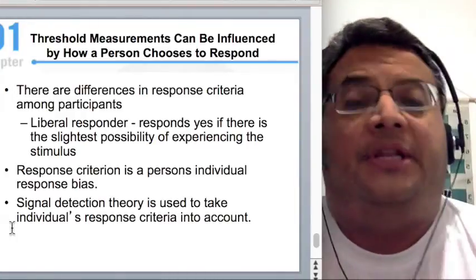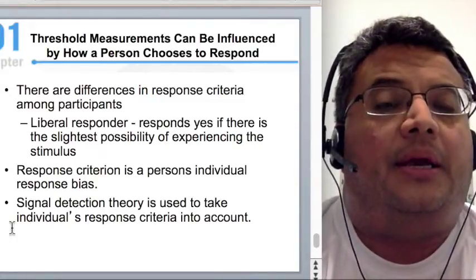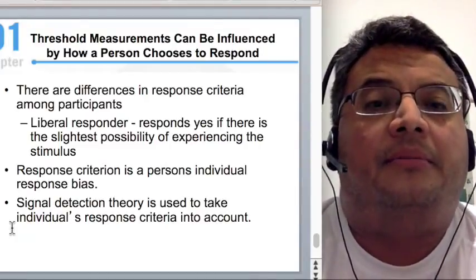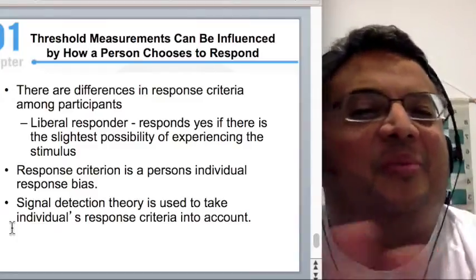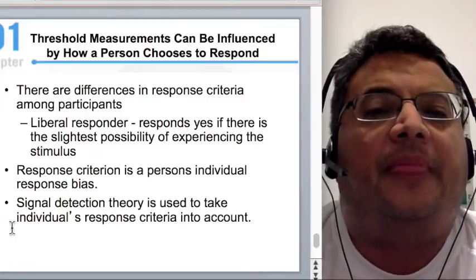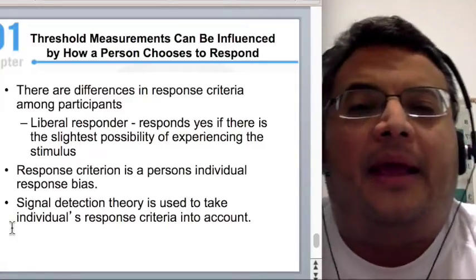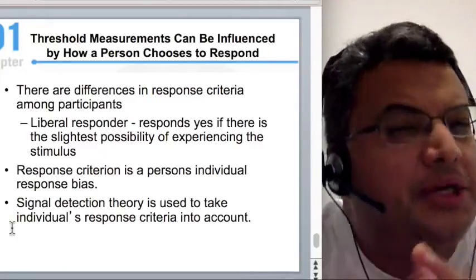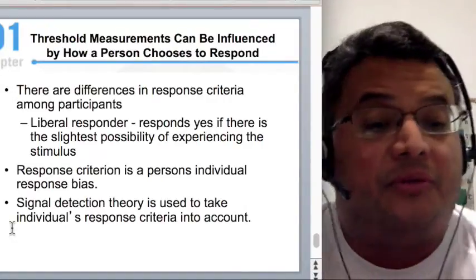So the possibilities are: it's there and you say it's there. It's not there and you say it's not there, right? It's there, but you say it's not there, or it's not there and you say it's there. Those are the four possibilities, right? And signal detection theory can take all of those into account: false positives, false negatives, hits and misses, and use those when you measure all those things, not just if they found it or not. When you measure all those things, you're able to come up with a more complete picture of an individual's response profile.